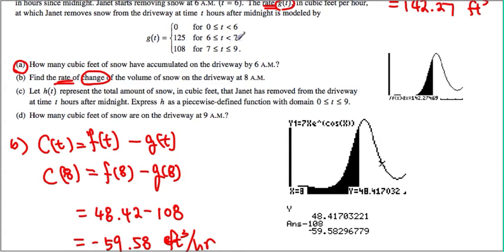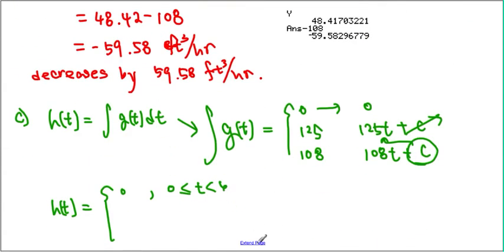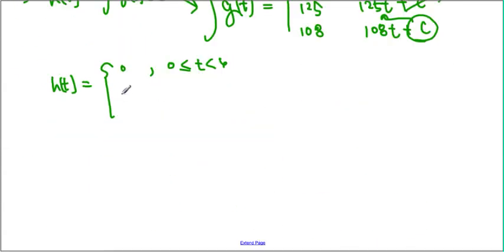Now 6 to 7 would have been simply 125t. And we don't have plus c because the initial condition was equal to 0, so that's basically what we end up getting, which is for t from 6 to 7. But let us try to calculate this c value.